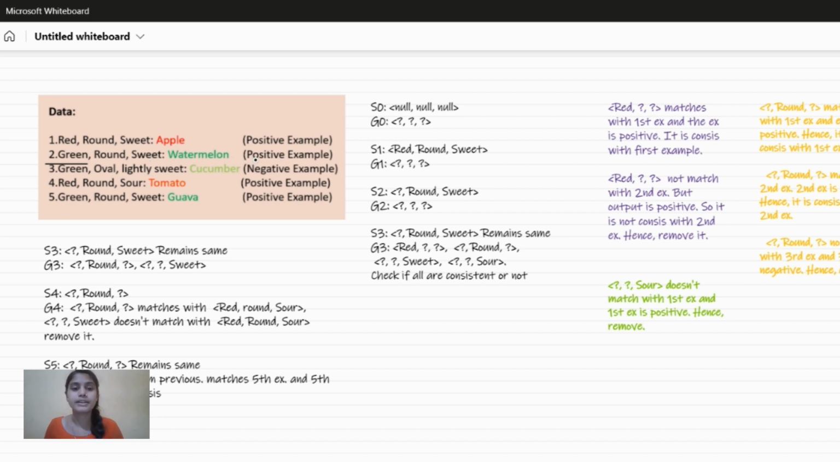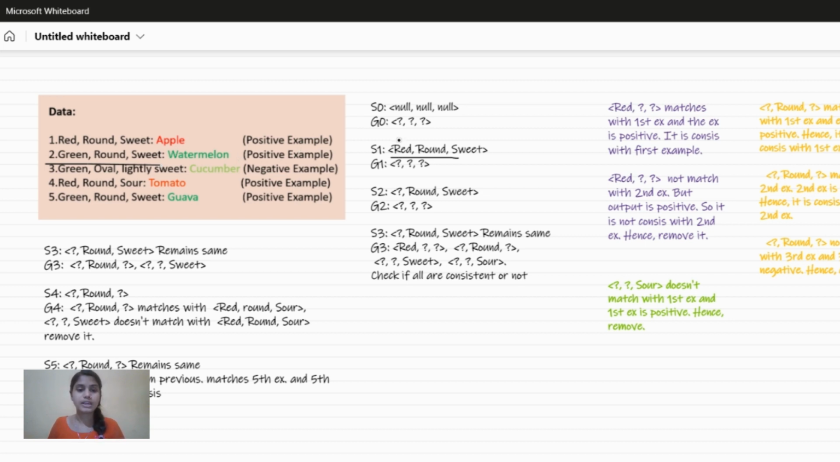And it is a positive example. As it is a positive example, we will only work with the specific hypothesis, not with the general hypothesis. Now what we will do is compare the previous hypothesis and the current example, and according to that we will put question marks if there is a difference between the attributes, and if there is no change we will keep it as it is.